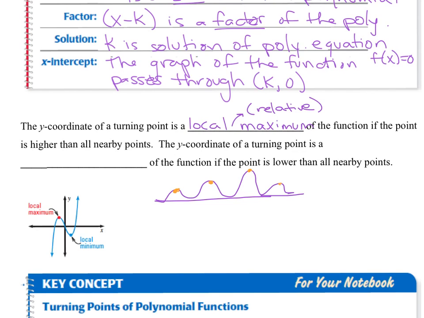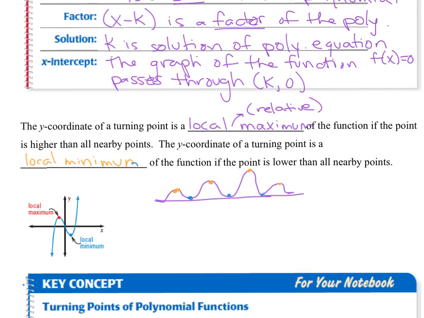The y value is called a local min or a local minimum if it's lower than all the nearby points. So here we have a minimum, a minimum, a minimum. So you have a couple different mins that you have, again, if it's lower than all the other points. So if it's in the valley, it would be considered a minimum. Again, sometimes it's called a relative minimum.